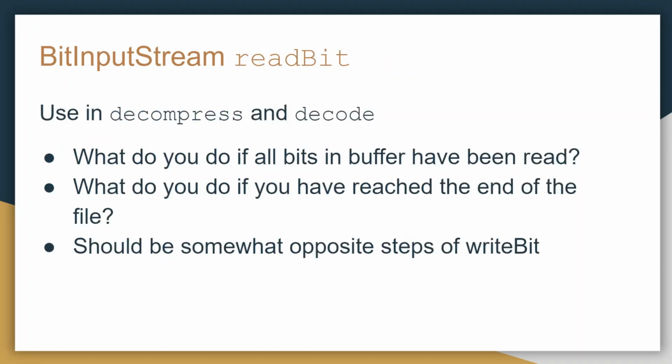Okay, so BitInputStream read bit should be used in decompress and decode. And you should think about, what do you do if all bits in the buffer have been read? What do you do if you've reached the end of a file? And this read bit should be somewhat of the opposite of write bit, right? Because you're going to be encoding it and then decoding it, or putting it into a byte and then extracting it out of that byte. So once you write your write bit, you can kind of use it to write your read bit as well, or opposite order, whatever works best for you.